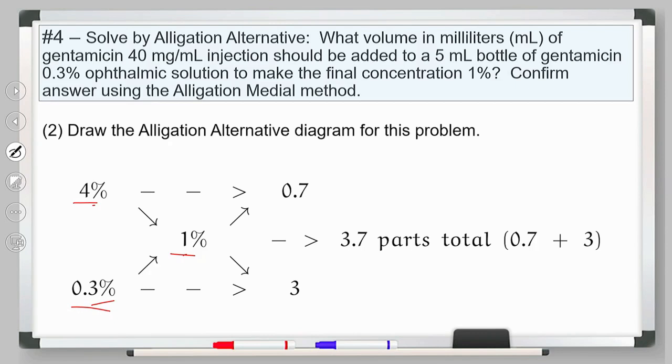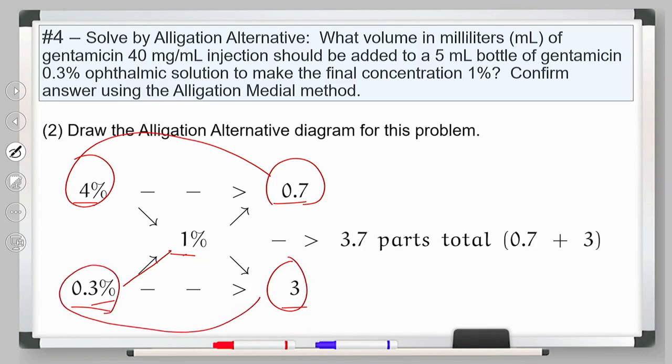We cross subtract. 4 minus 1 going down gives me 3. And going up, 1 minus 0.3 gives me 0.7 parts of the high concentration. 3 parts of the low concentration. And remember to add those together to get the parts for your desired concentration. So for my 1%, I got 3.7 parts. So in the end, I've got my 3 sets of parts.